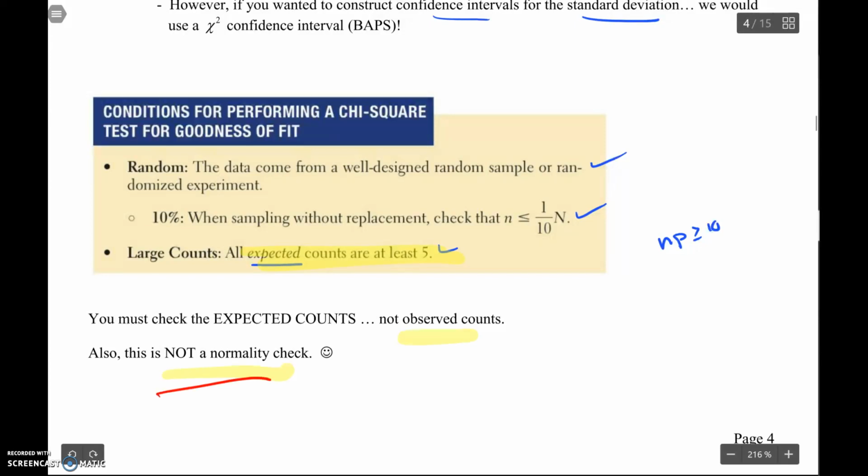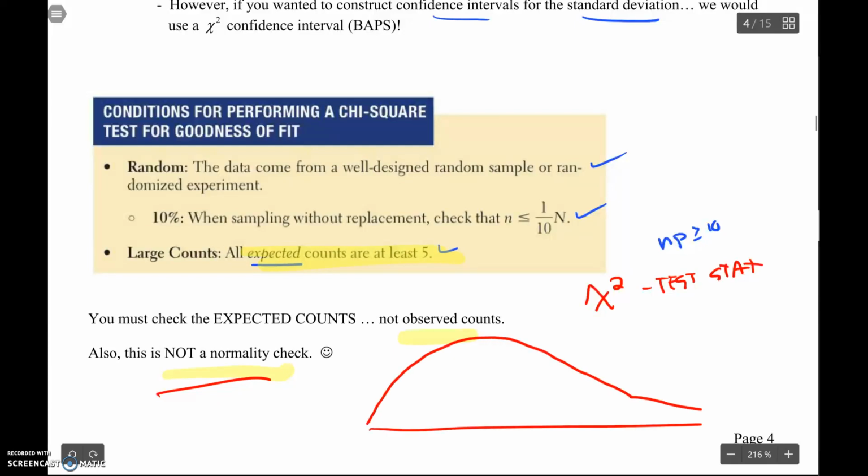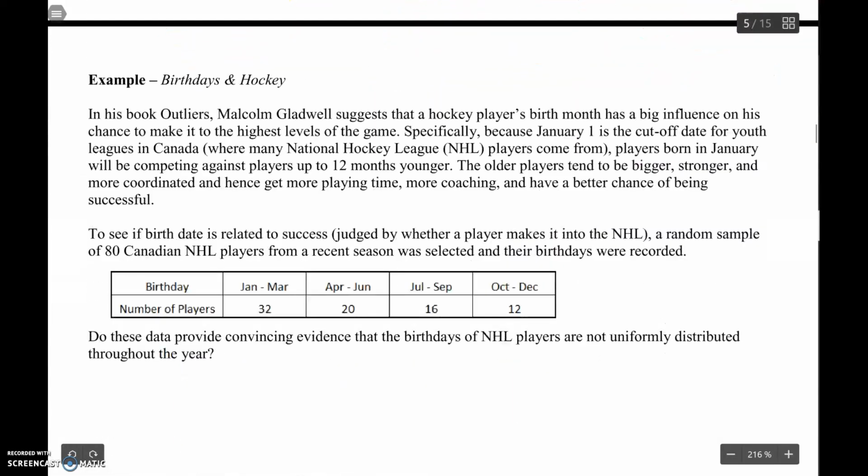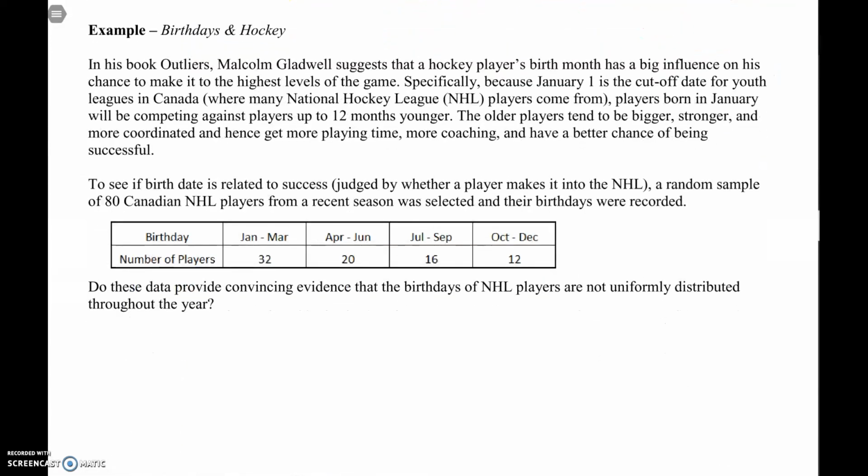What is it? It's a check to see if your chi-squared test statistic really has a nice, smooth chi-squared distribution. It's a check to see if your statistic in your example, in your situation, matches this theoretical smooth density curve. So yeah, that's it. All right, so we're going to look at an example and then we'll be done.